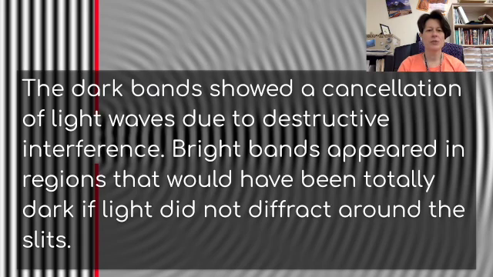The dark bands showed a cancellation of light waves due to destructive interference. Bright bands appeared in regions that would have been totally dark if light did not diffract around the slits. So dark bands, destructive; light bands, constructive.